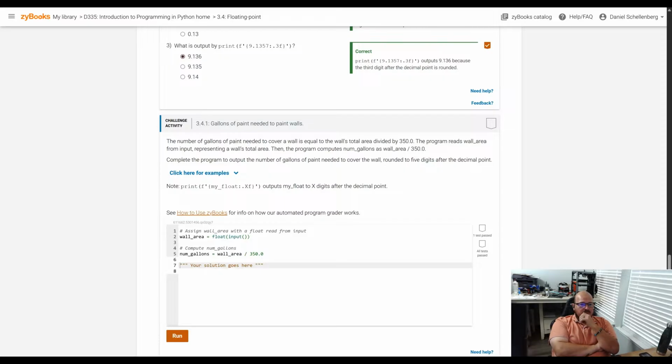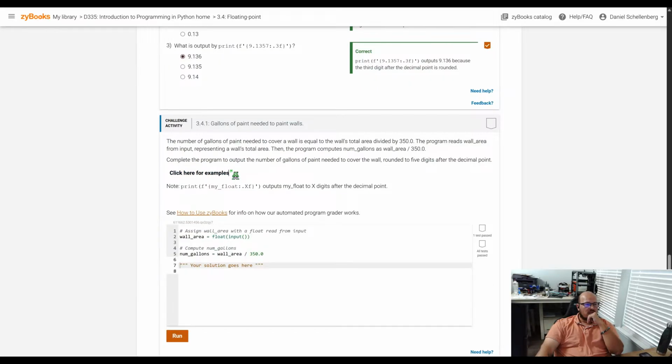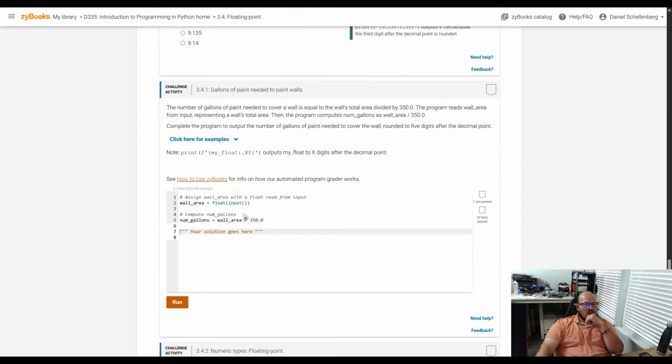The program reads wall area from input, representing a wall's total area. Then the program computes number of gallons as wall area divided by 350. Complete the program. Oh, that's cool, it has examples. Complete the program to output the number of gallons of paint needed to cover the wall, rounded to 5 digits after the decimal point.